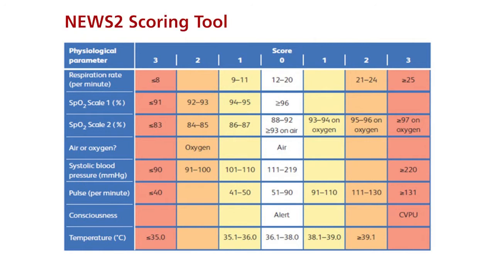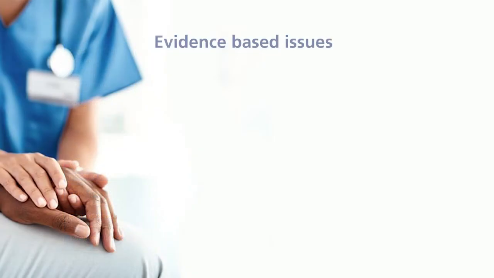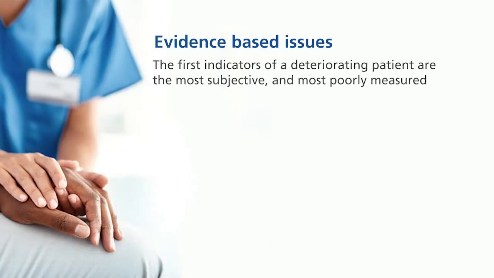So this is the NEWS2 scoring tool, which hopefully everybody is familiar with. And we're just going to go very quickly through some of the key areas that we just need to improve our focus. So we're going to look at some of the evidence-based issues. When we look at the literature, there is a lot of information out there explaining about how respiratory rate and conscious level are both two of the first indicators that we have that a patient is deteriorating. Unfortunately, they're also the most subjective and the most poorly measured.